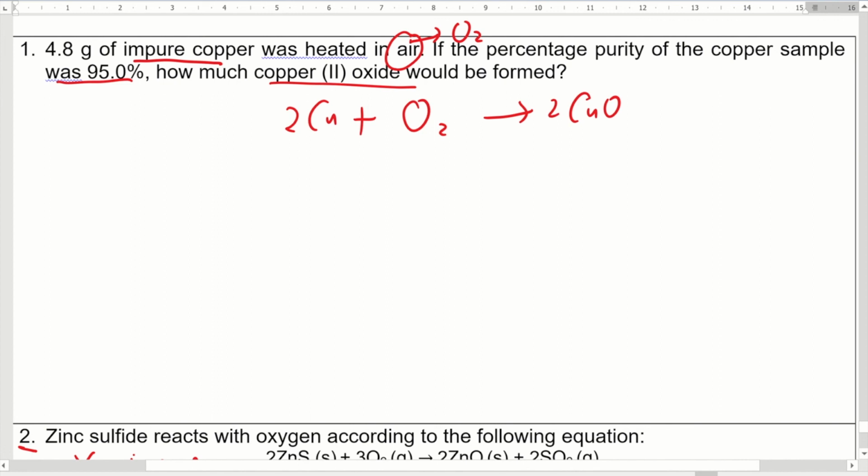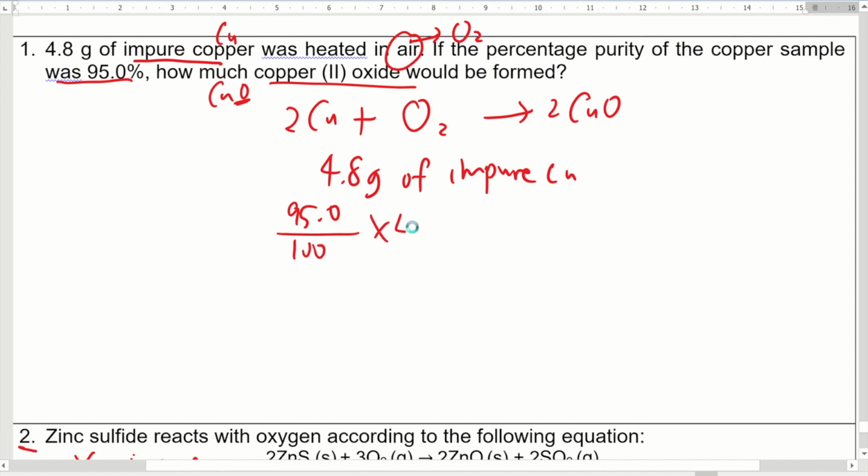Even if you don't know that this air is referring to oxygen, you ask yourself, copper to form copper 2 oxide, you are adding oxygen. So it means that it's reacting with oxygen. So you are given 4.8 grams of impure copper, 95% purity. So out of this 4.8 gram, actually you only have 4.56 gram of pure copper.